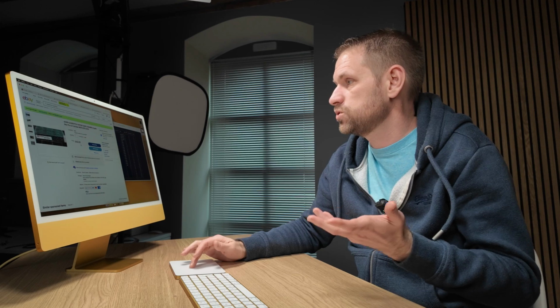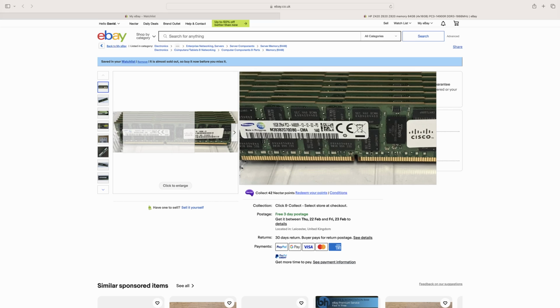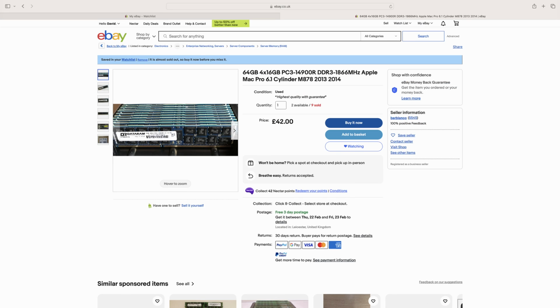And again, it's just £42. It is the right stuff. So it really comes down to a choice of green or blue. And I've seen a lot of green RAM DIMMs in my life, so I'm going to go with blue. I think that'll look quite cool in the Mac Pro, so I'll buy those as well.